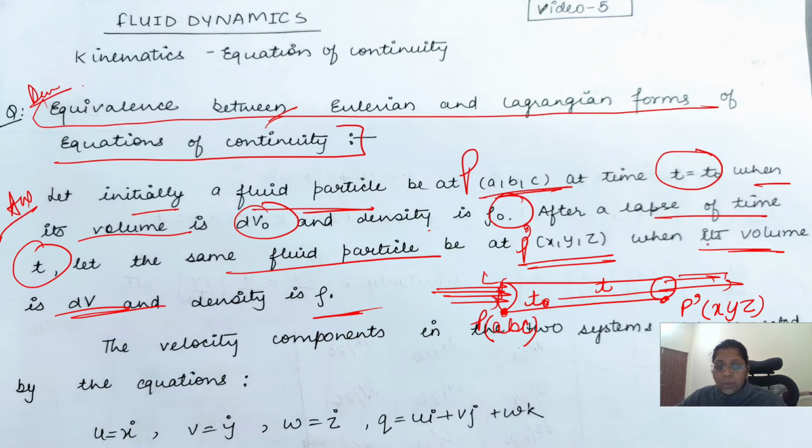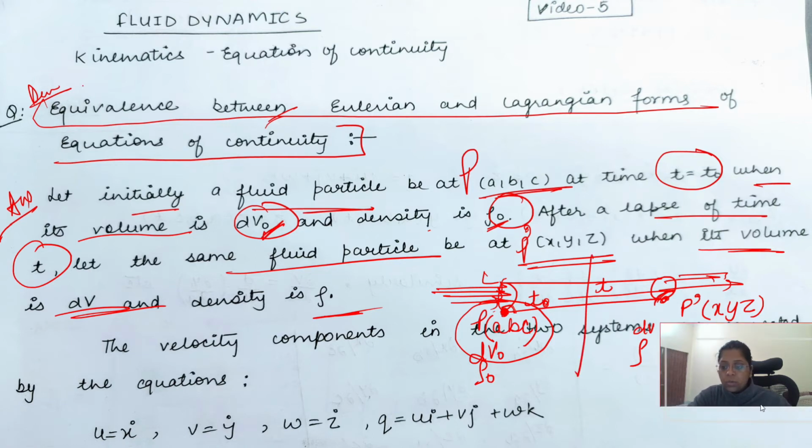At the initial position, for this small section, dV0 is the volume and the density is ρ0. For this later section, the volume is dV and the density is ρ. Clear? For the initial position, the volume is dV0 and density is ρ0. I hope this is clear to you. By the figure you can understand very clearly.